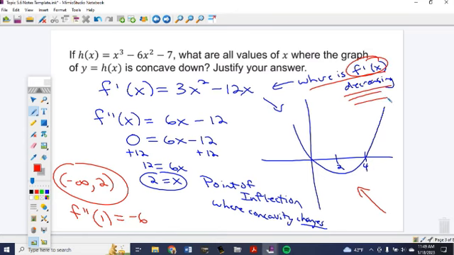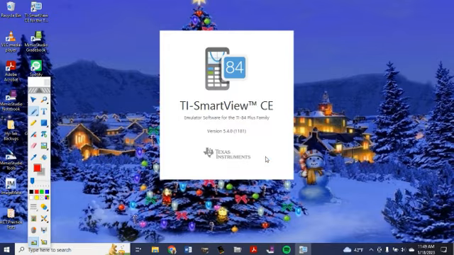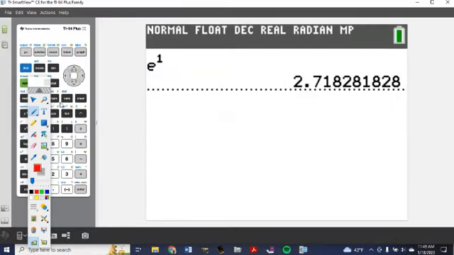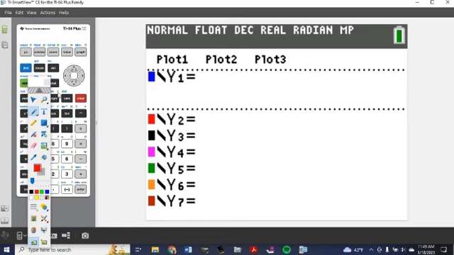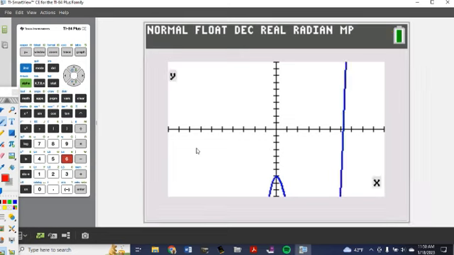All right, so we kind of looked at this one a little bit algebraically, we looked at it numerically, we looked at it graphically. And if you were to jump over to the graphing calculator and look at the original function, you would see that this makes sense. If I plug in that function, x cubed minus 6x squared minus 7. And we look at this graph, it's going to make sense.